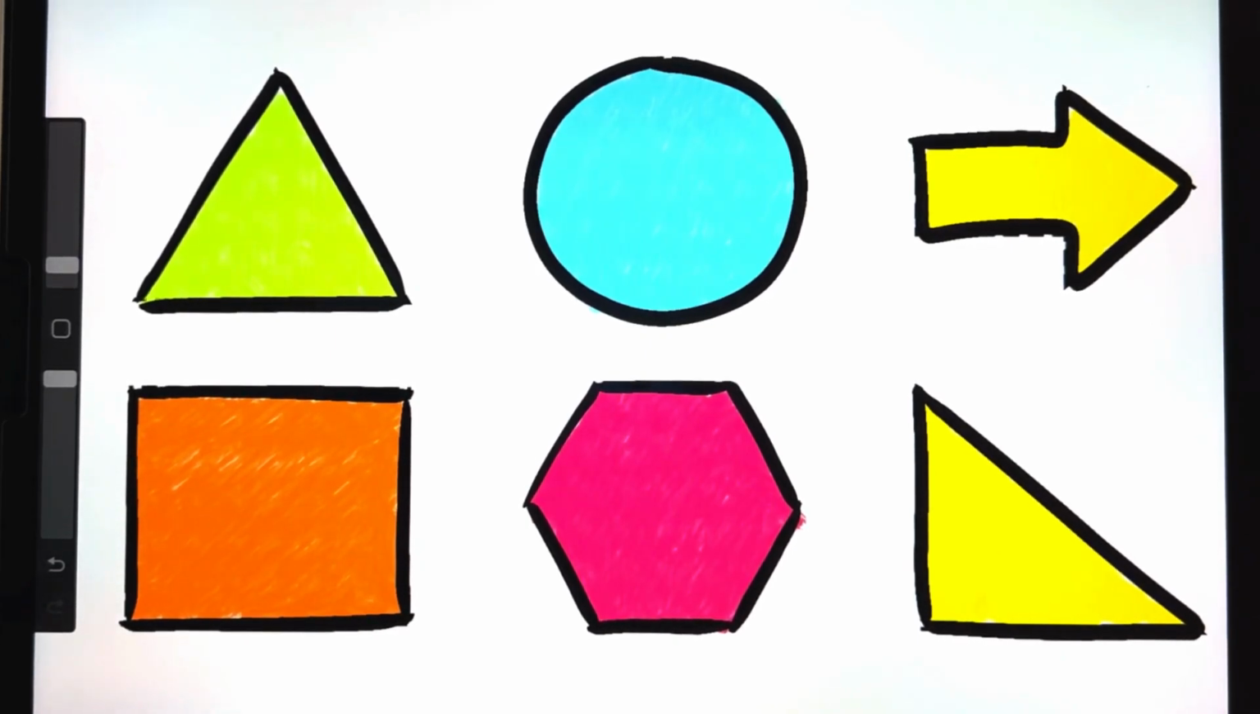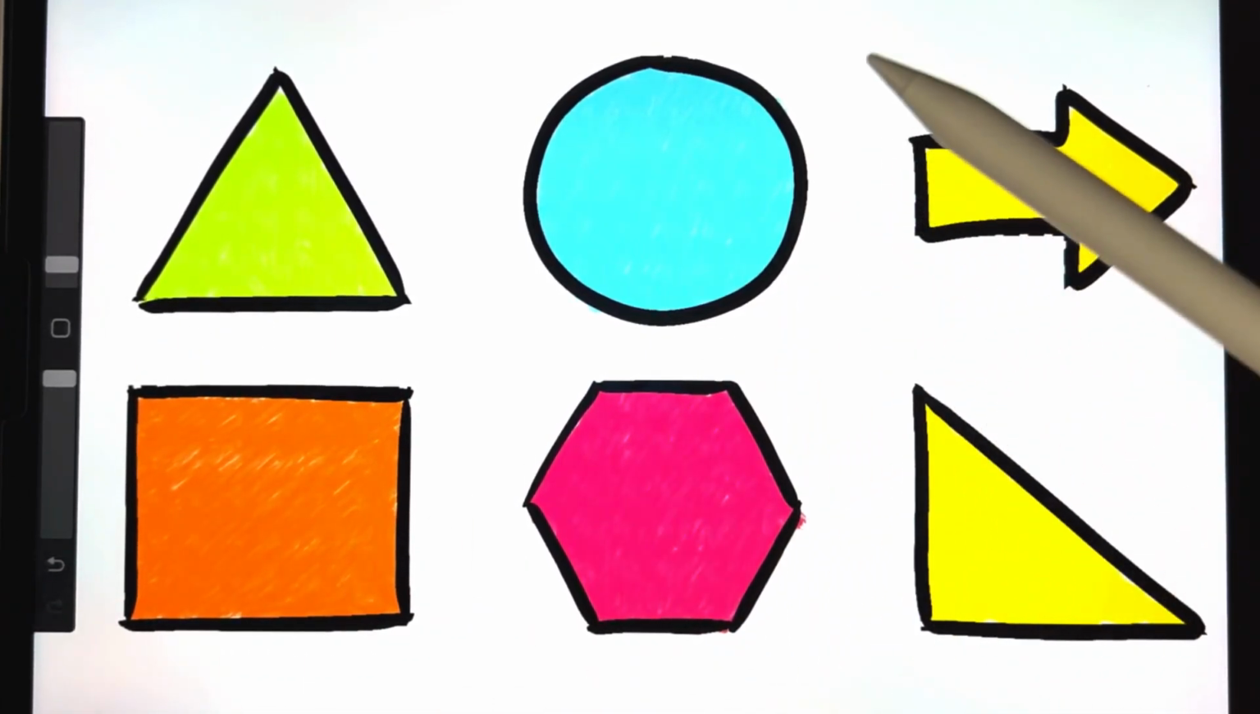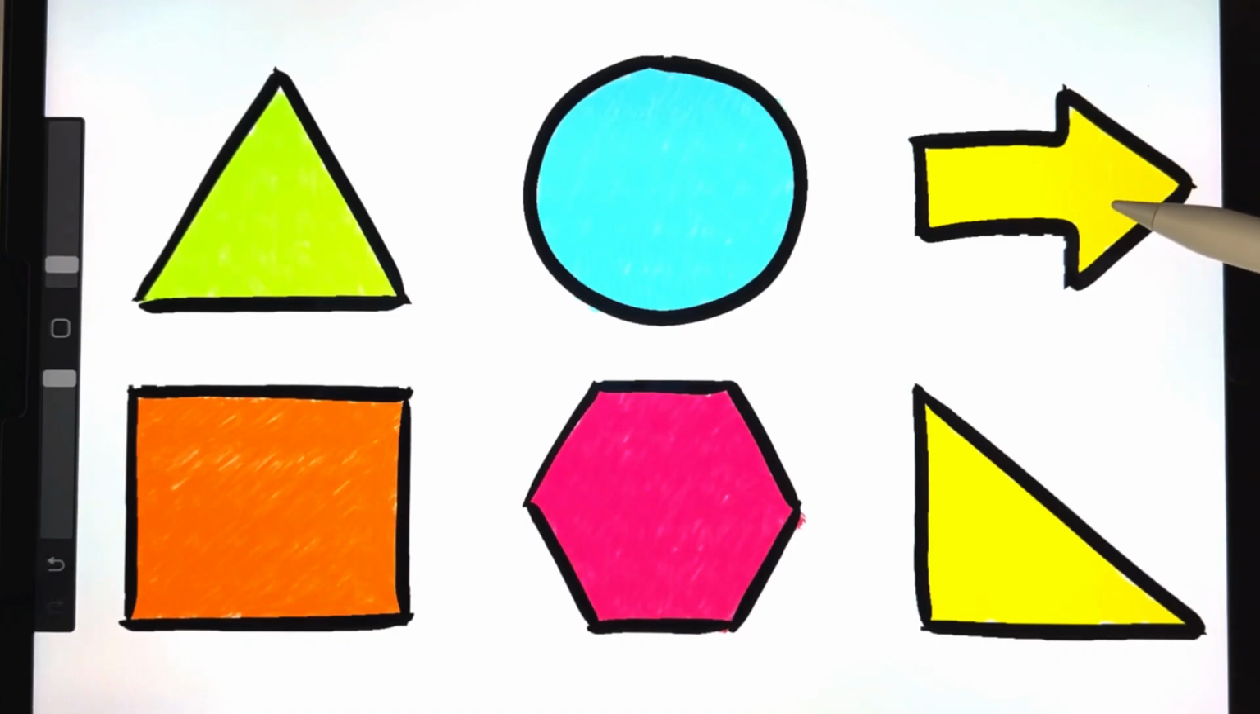So we have here green triangle, we have blue circle, yellow arrow, orange rectangle, pink hexagon, and yellow triangle.